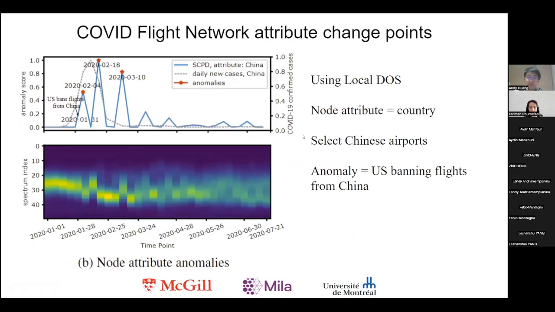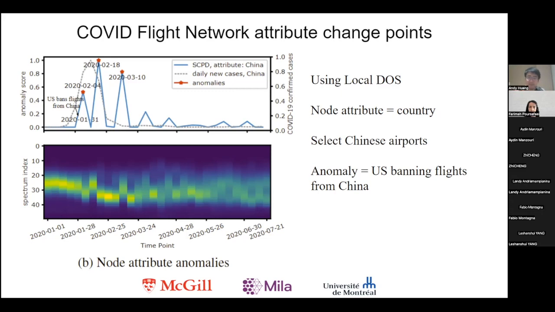And here is one example of the attribute change. So I talk about the local density of states. It can take an input vector, and in this case, we set it to be the node attribute. The node attribute is an indicator vector showing if particular airports are located in China or not. By zooming into these specific nodes, we can look at how the attribute interacts with the graph eigenvectors.